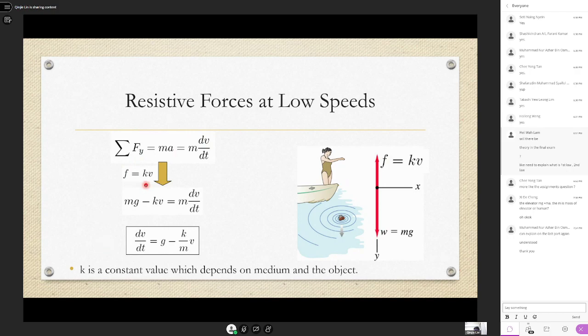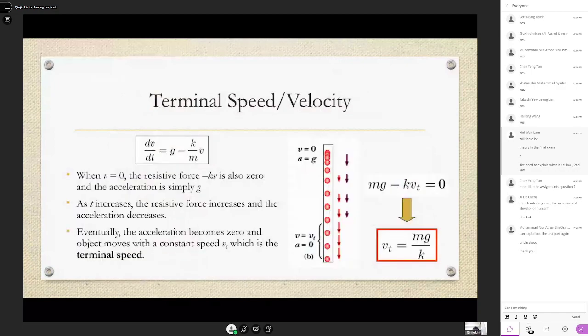Then since F equals kv, we can change the equation to look like this and move things around to get this expression here. We won't be testing you on how to solve this. This is an ordinary differential equation, but because our focus is not on mathematics, we just want to know how things behave based on the equation. We won't actually ask you to solve this kind of complicated equation. So this is the equation that describes the motion.